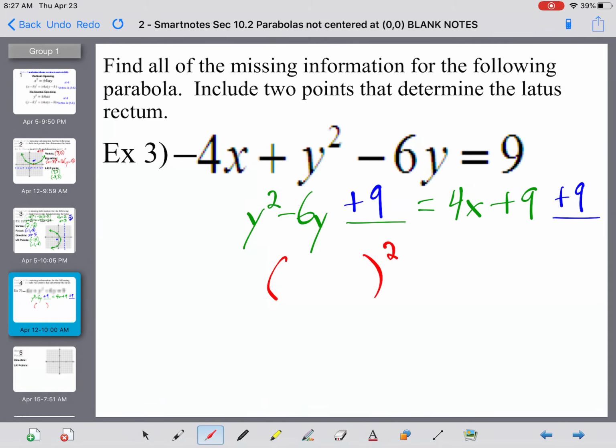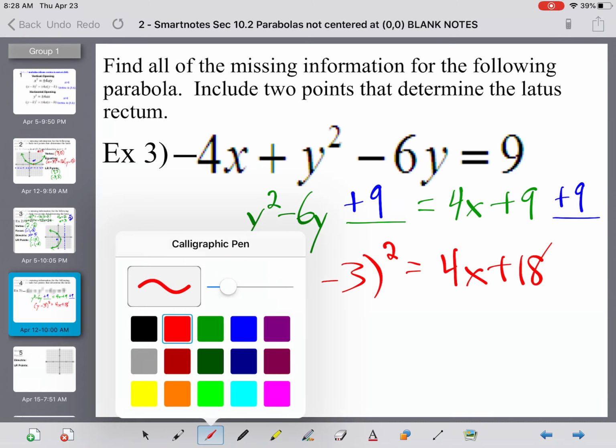This left side now is factorable. Now you don't have to take any time and do the AC method. It's always going to factor to whatever half of your b value was there. So half of that is -3. On the right side, I have 4x plus 18. And now I'm almost ready to start graphing this. I have one more step here.